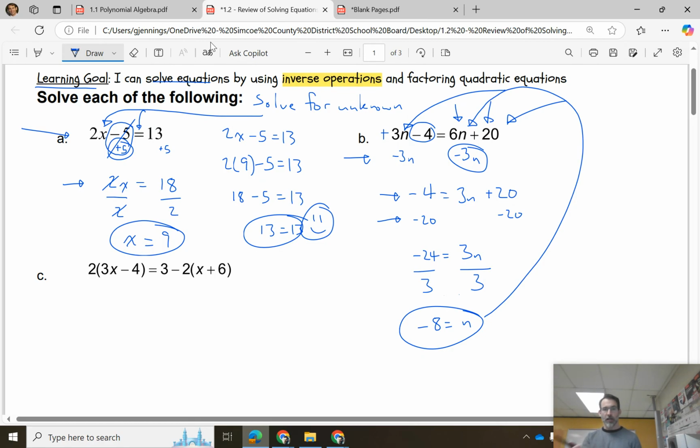I can check it visually, right? 3n minus 4, that's negative 24, that's negative 28 on that side. On the other side, 6 times negative 8 is negative 48. Negative 48 plus 20 is indeed negative 28. Oh, it's negative 28 on both sides. So I get some mental arithmetic practice just checking my work there, and it's pleasurable. It is pleasurable to check and know that you are right. It feels good. So celebrate your wins.